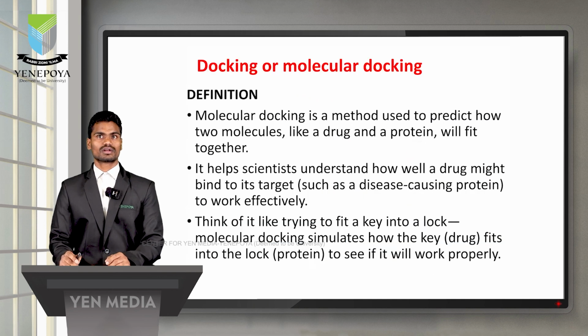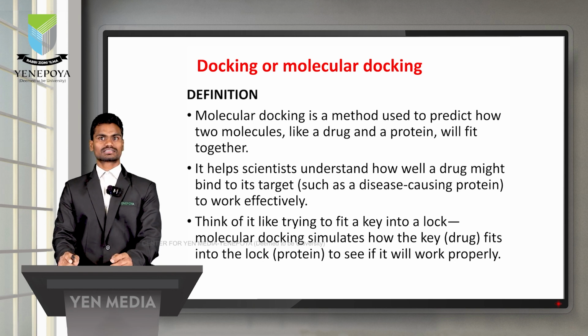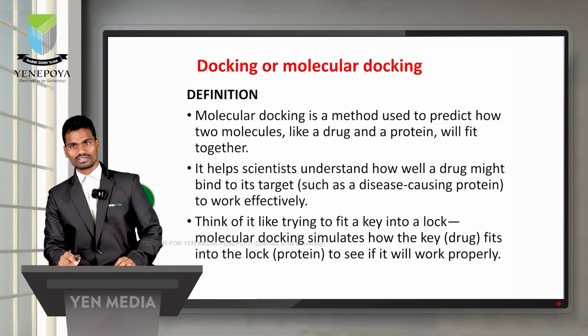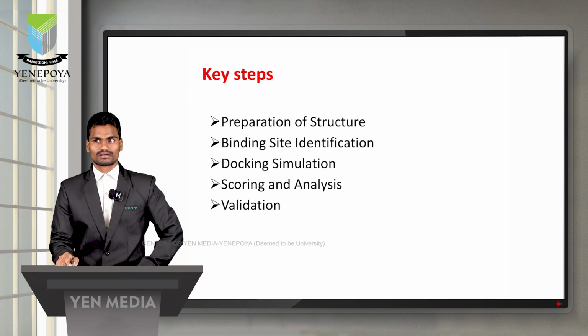So this is docking, and molecular docking is the most important part in computer-aided drug design. So what is docking? Molecular docking is a method used to predict how two molecules, like a drug and a protein, will fit together. It helps scientists understand how well a drug might bind to its target, such as a disease-causing protein, to work effectively. Think of it like trying to fit a key into a lock. Molecular docking simulates how the key fits into the lock to see if it will work properly or not.